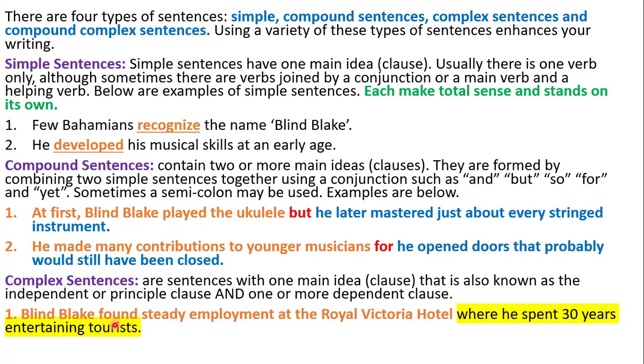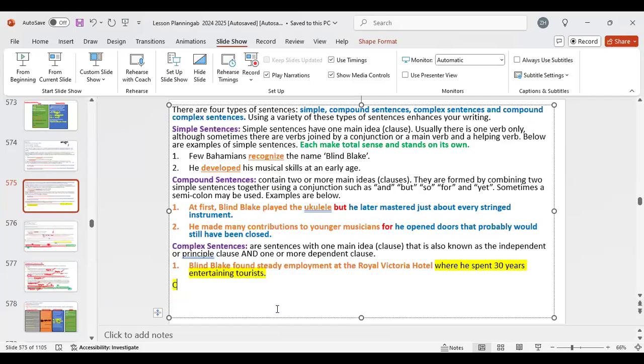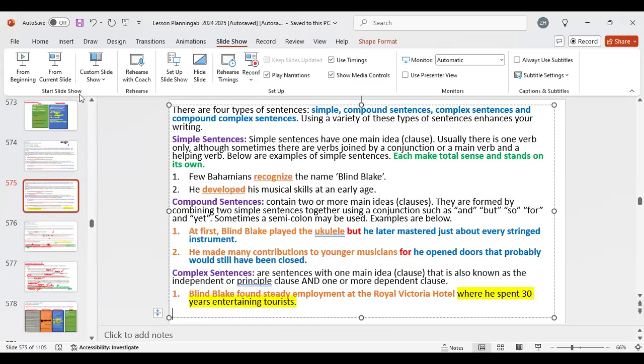Nobody would understand if you say where he spent, because who is he? Exactly. But more than that, it's not really the pronoun that's the problem. Starting the sentence off with where is the problem. Like where, although, those words. If you start a sentence off with that, then it's a dependent clause. Okay, next, last but not least, is the compound-complex sentence.